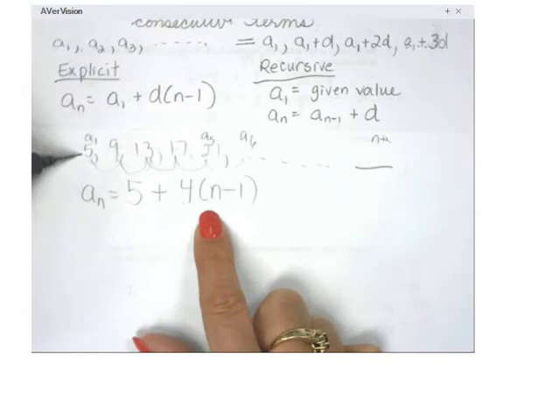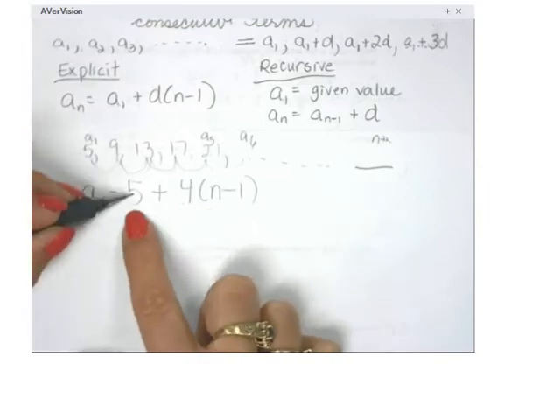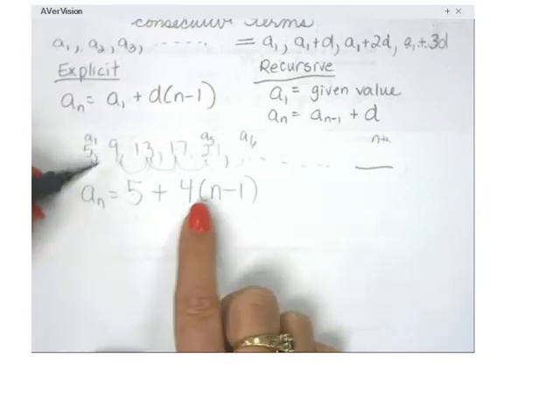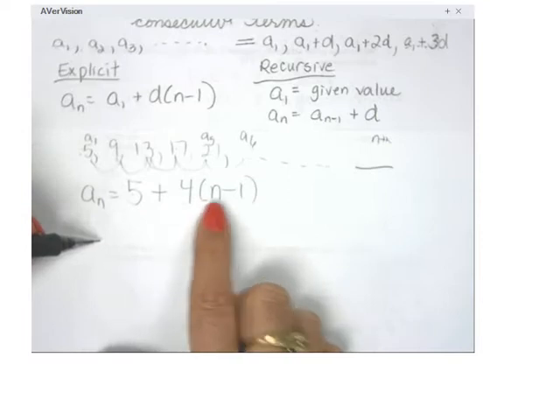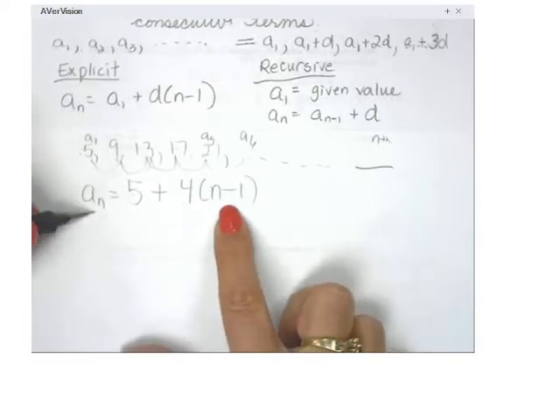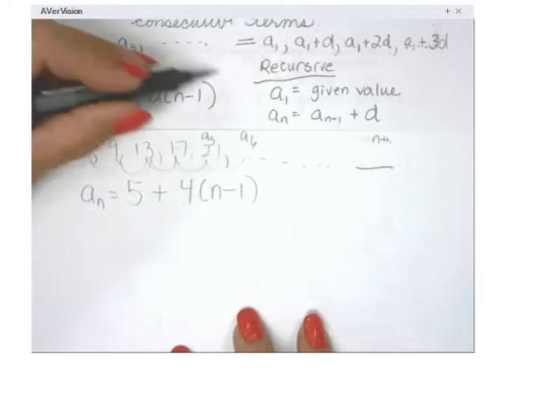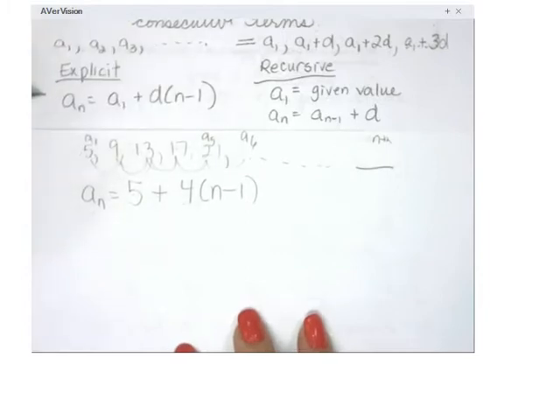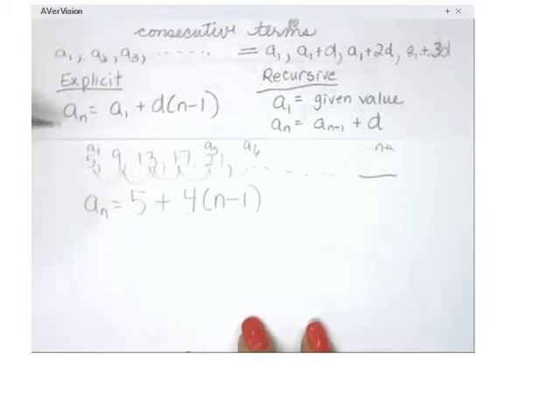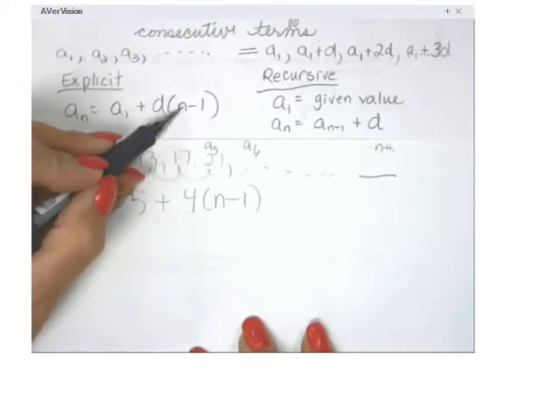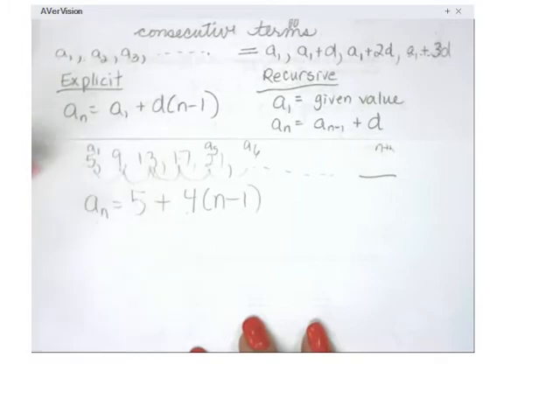So for this particular sequence, I have my first term. I keep adding on the common difference, and I would do it n minus 1 times to get to the nth term. So here's an explicit generalization for an arithmetic sequence. If we want to find the 80th term, plop 80 right there, 80 right there. You've got to know your first term and your common difference.